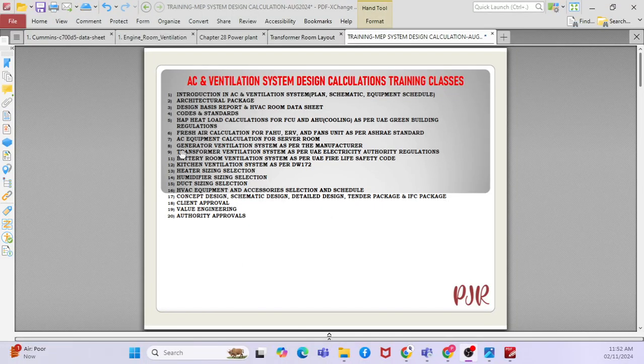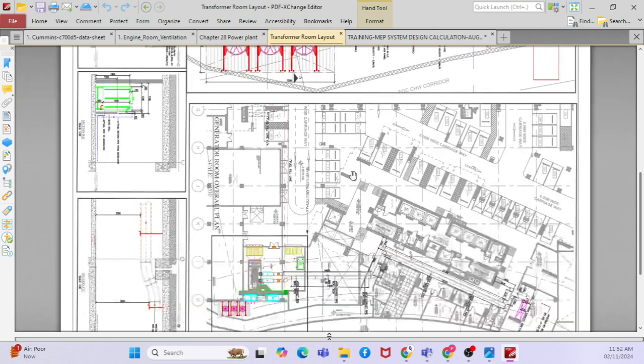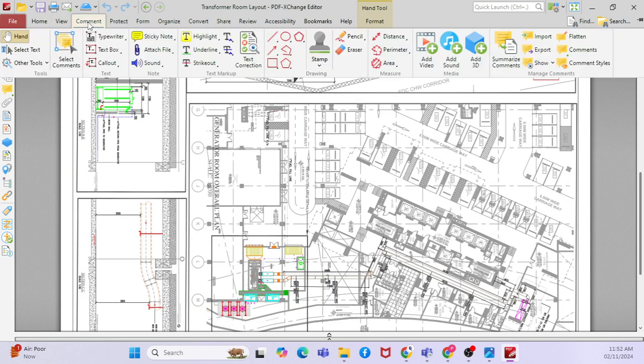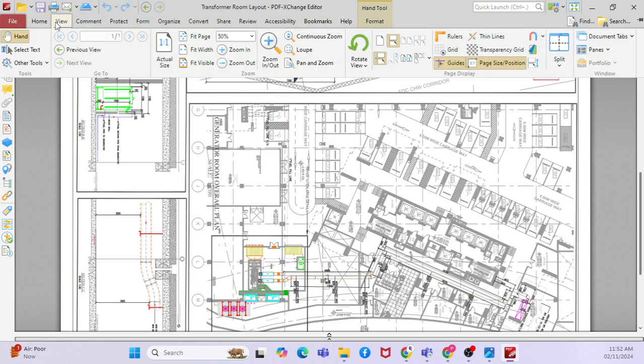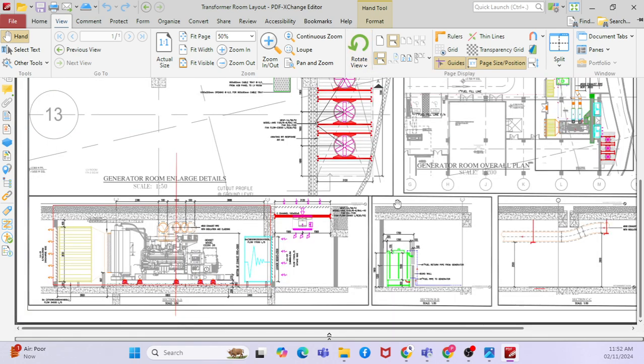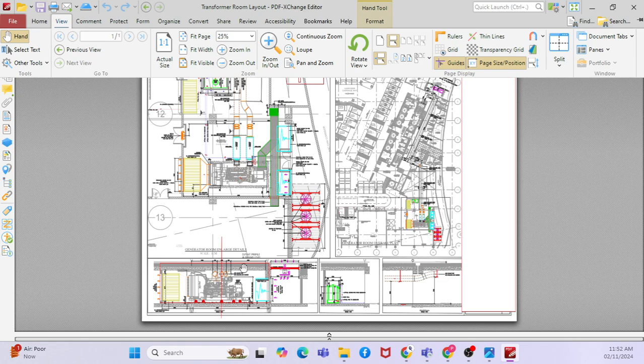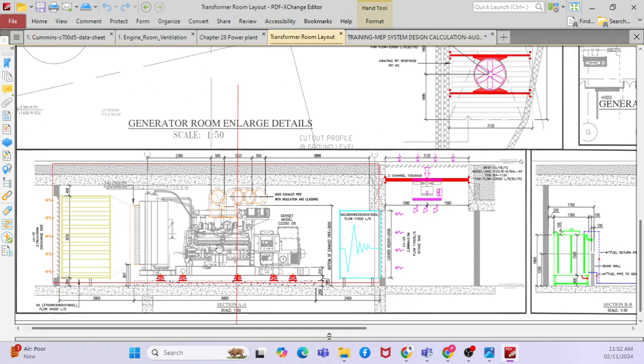Okay, today we will talk about a generator ventilation system as per the manufacturer. I will open one of the layouts. So this is the generator ventilation layout, where you can see there is a generator inside. This is an enclosed space, right? Then you have a sound attenuator, then an intake attenuator, then you have a louver, then you have fans. So this is the basic layout of the generator ventilation, right?